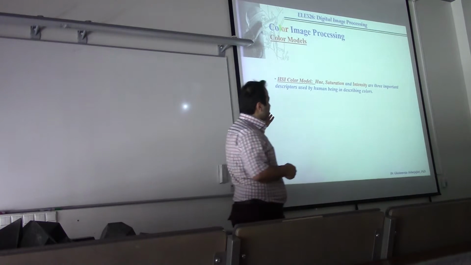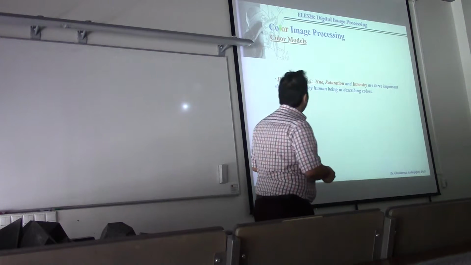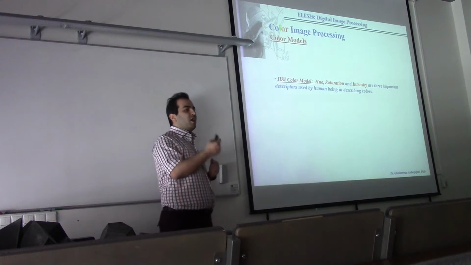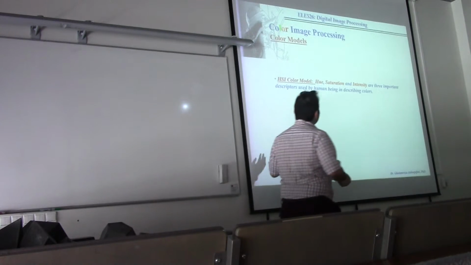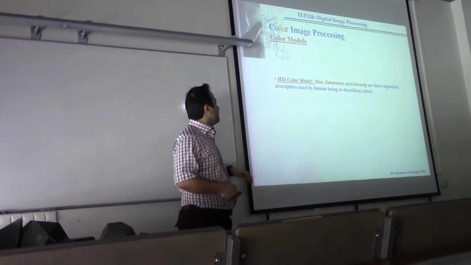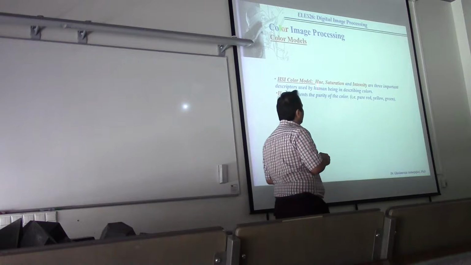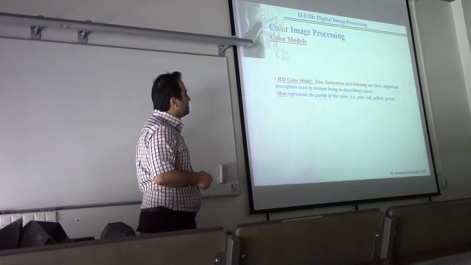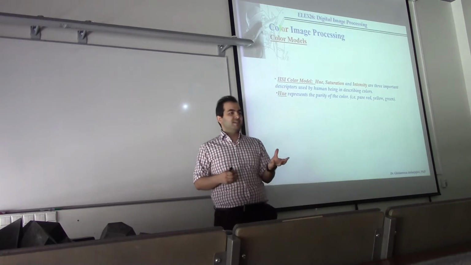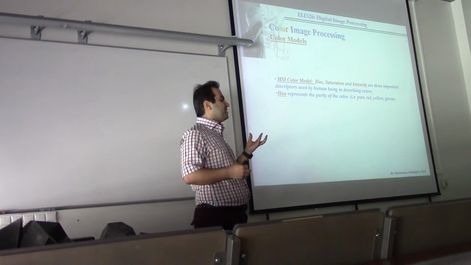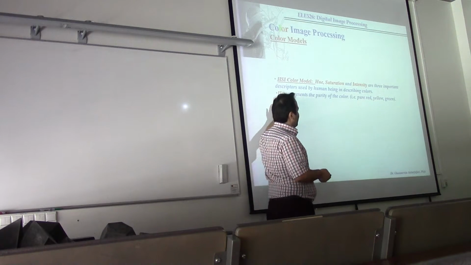In this model we have hue, saturation, and intensity matrices instead of RGB matrices or CMY matrices that we have in other spaces. But we want to know what the hue matrix is. We can see hue represents the purity of the color, pure red, yellow, green. It means that in the hue matrix we can say which color we have in our image.